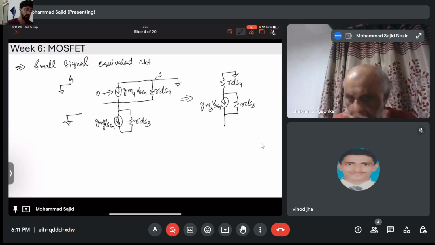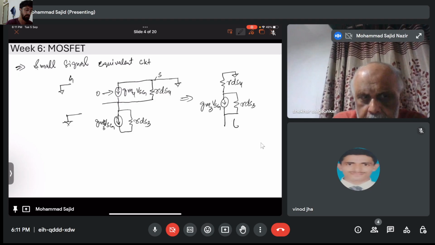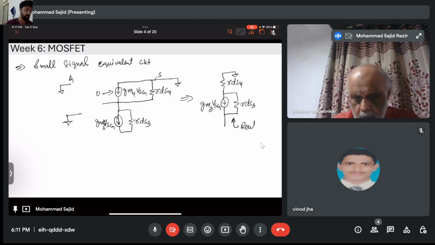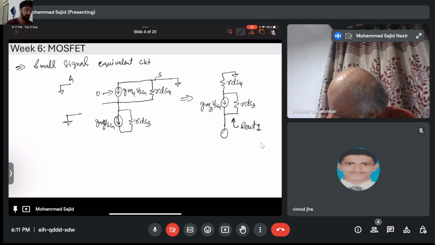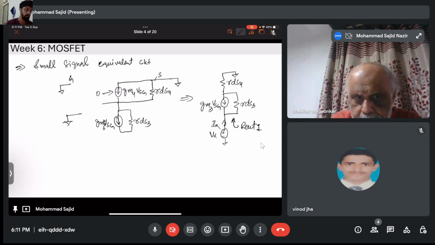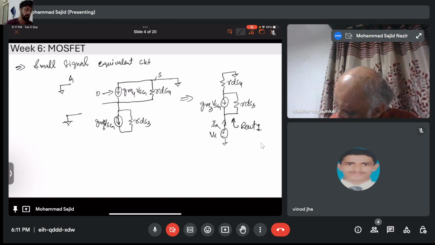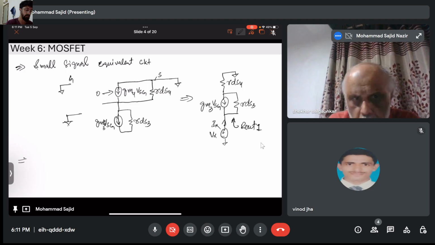Is it clear? Now we need to find this resistance. Let's call it R1. We need to find this resistance. We will attach a source Vx and a current of Ix. Is this clear still now? You can unmute your mic anytime if you have any confusions.